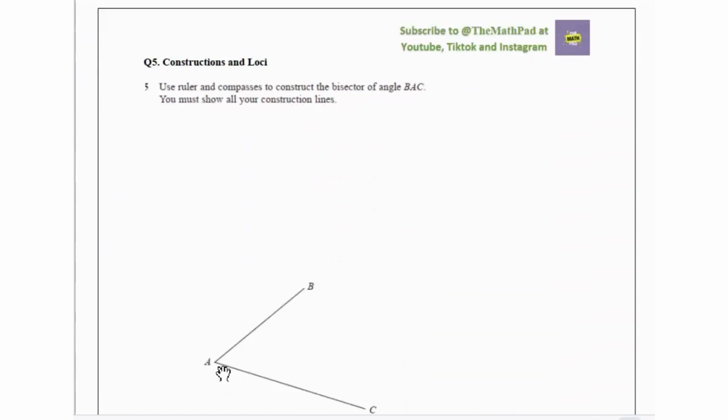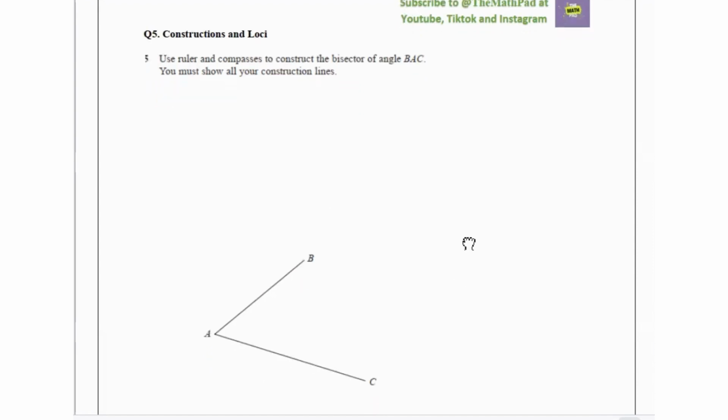Then use a ruler and compasses to construct the bisector of angle BAC. You must show all your construction lines. Since constructions and loci did not come in paper 1, I have a feeling it might come in paper 2. So there's no harm in learning how to do the angle bisector. Most people know the perpendicular bisector, so I didn't include that. But angle bisector is something that everyone makes a mistake with.